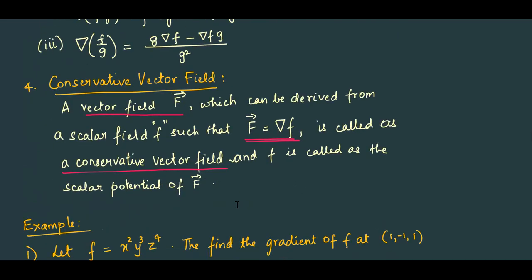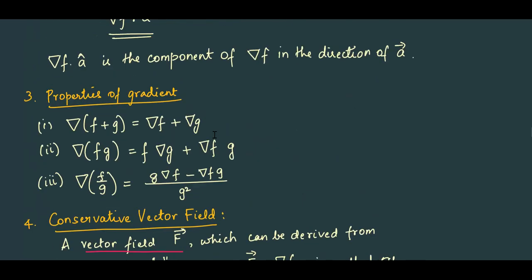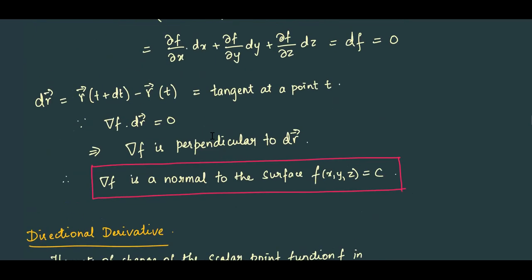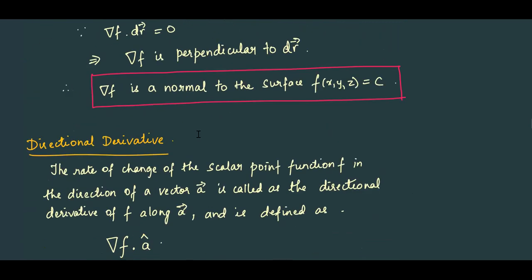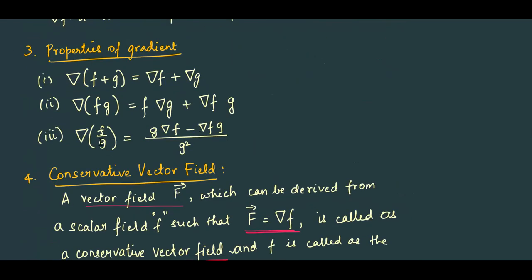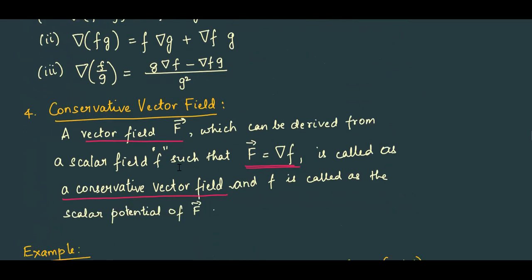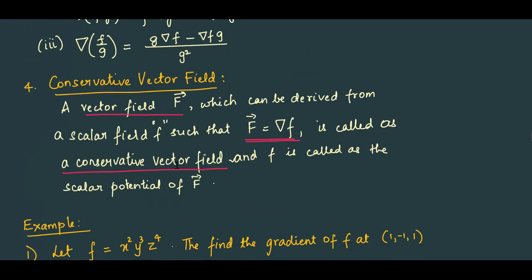Now, a very important definition: the conservative vector field. Conservative vector fields are those vector fields which can be written as the gradient of a scalar point function, of another scalar point function. Those are called conservative vector fields. So these were the concepts of gradient, directional derivative, the properties of gradient, and then conservative vector field.